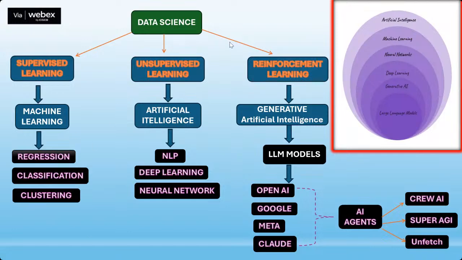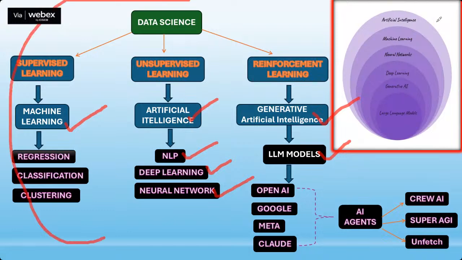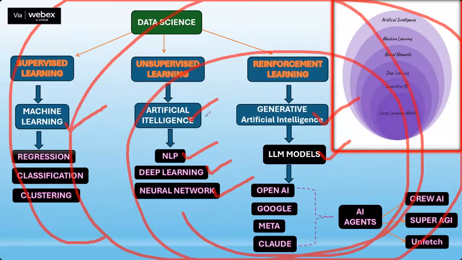Okay, so for the students who are not clear, see this diagram. Everything, generative AI, large language models, AI agents, comes under the data science part. Once you learn data science, you can have exposure to ML, AI, and Gen AI. In the market, every field has job designations: machine learning engineer, AI engineer, generative AI engineer, LLM model developer, NLP engineer, deep learning engineer, neural network engineer.